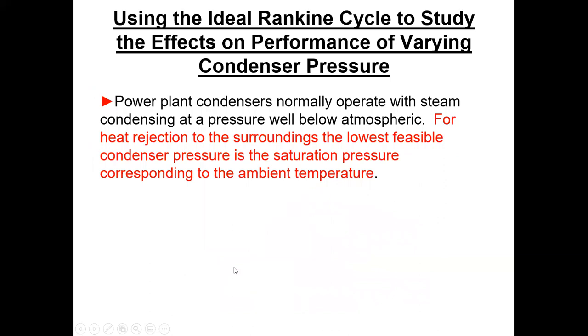Power plant condensers normally operate with steam condensing at a pressure well below atmospheric. For heat rejection to the surroundings, the lowest feasible condenser pressure is the saturation pressure corresponding to the ambient temperature. And of course, that's not even really feasible, because if you're at the same temperature as the surroundings, then it takes an infinite amount of surface area to transfer a finite amount of heat.